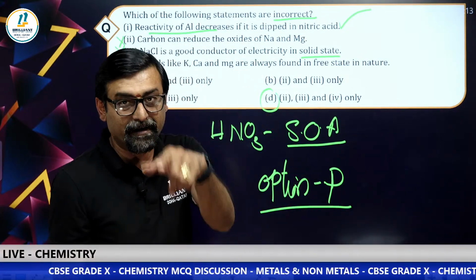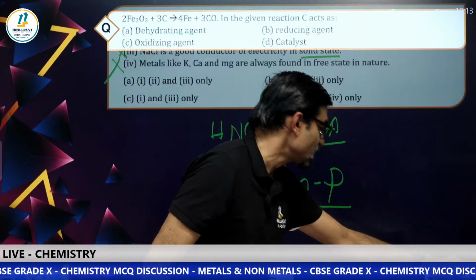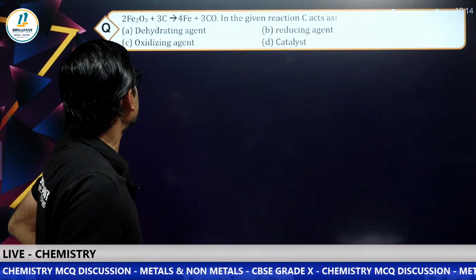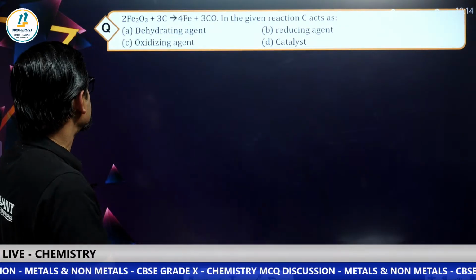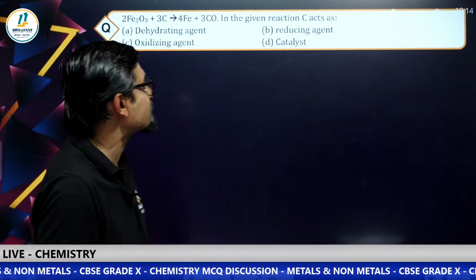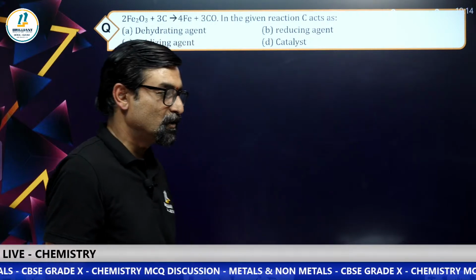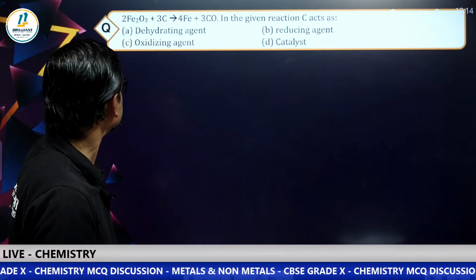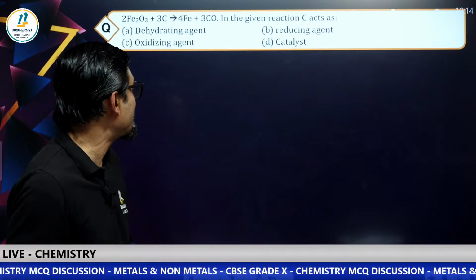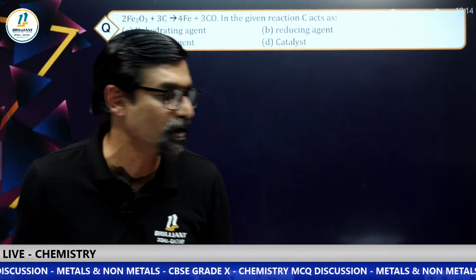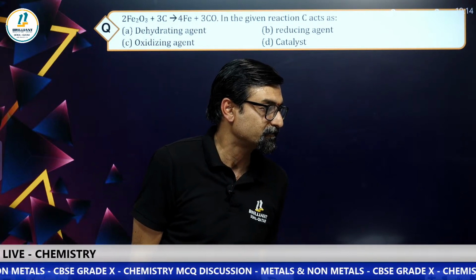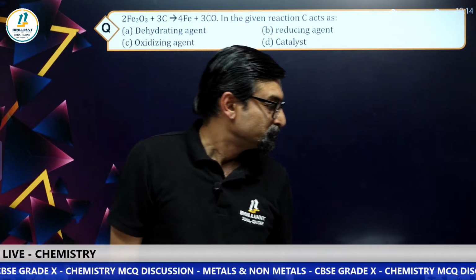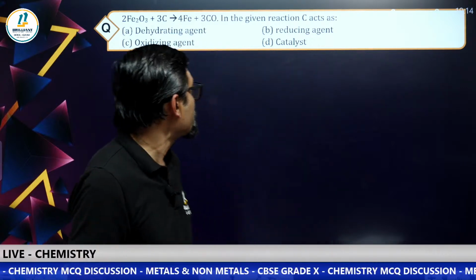So let us go with the next question. Right. Fe2O3 plus 3C gives rise to Fe plus 3CO. So here, what type of reaction is it? Can I call it a redox reaction or not? I need the answer also. Yes. So it is a redox reaction.